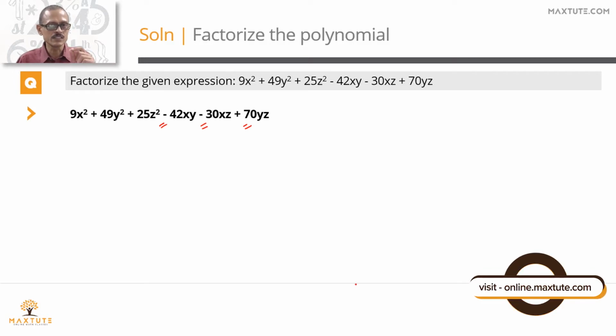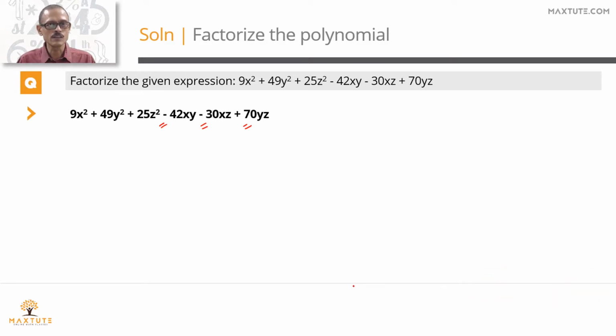Before we try to compare it with the standard algebraic identity, let's just spend 1 minute on the signs of these coefficients. The coefficient of xy is negative. For xz also, the coefficient is negative. For yz, it is positive. So essentially, this minus 42 is basically the product of the coefficient of x and the coefficient of y. If this product is negative, one of those coefficients should be positive and the other negative. Same holds good for xz also. In the case of yz, the coefficient is plus 70. So we have taken the coefficient of y and the coefficient of z and multiplied it. If that product is positive, it's possible when both of them are positive or both of them are negative.